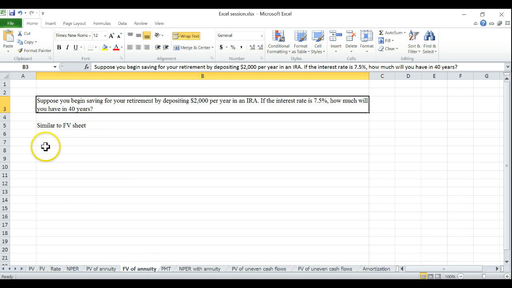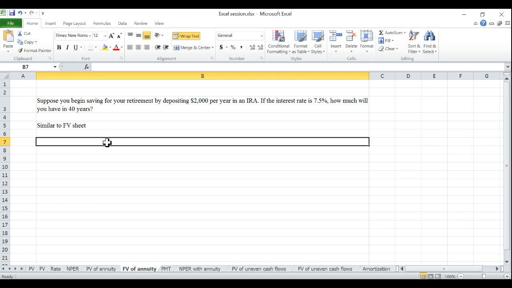Then we have future value of annuity. So suppose again you begin saving for your retirement by depositing $2,000 per year. So you're going to deposit right now when you're working, and then after you retire, let's say in 40 years, how much money will you have at the time of retirement if the interest rate is 7.5%. Since we are saving the same amount every year in this case, that's the payment, and then our goal is to find out the future value.